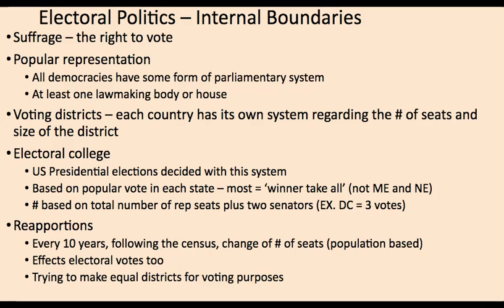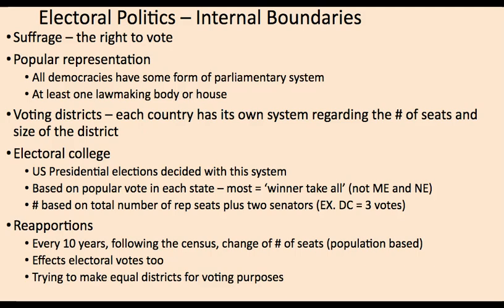Electoral votes are based on the popular vote within each state, and then how that goes with the electoral. Again, it's an intense thing. The most electoral votes is winner take all, so not Maine and Nebraska, they don't have that process. The number is based on the total number of representative seats plus 2 senators. So DC has 3 votes: 2 senators and 1 representative, just because they're so small. That's how many electoral votes they get, 3.